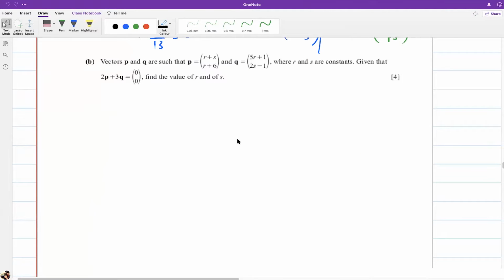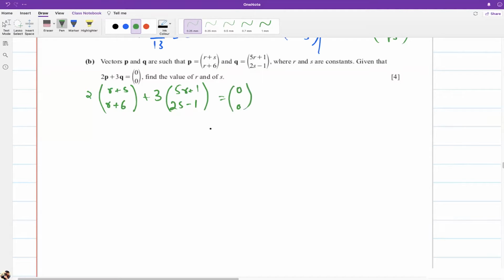Next it is saying vectors p and q are such that p is this and q is this. Given that 2p plus 3q is 0 0, find the value of r and s. So it's a pretty simple question, you have to just substitute them. So 2 times p is r plus s, and r plus 6, plus 3 times q, which is 5r plus 1 and 2s minus 1, is equal to 0 and 0.